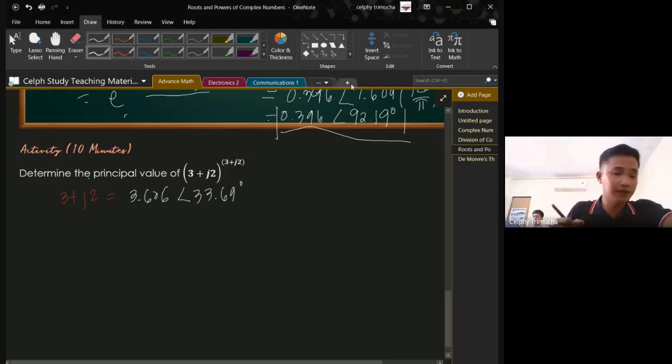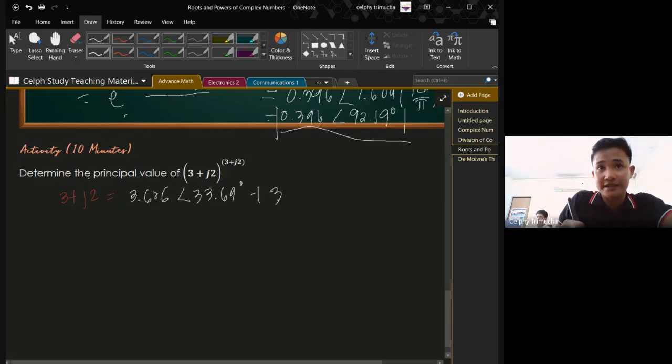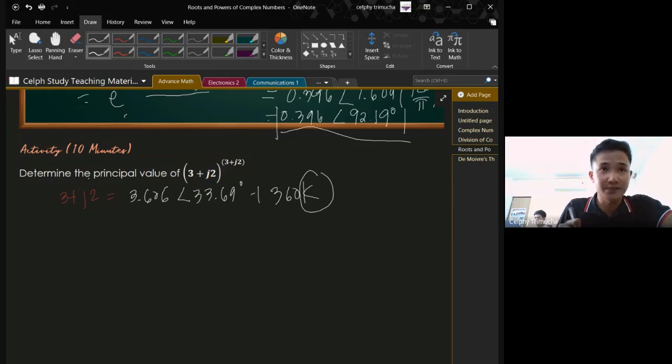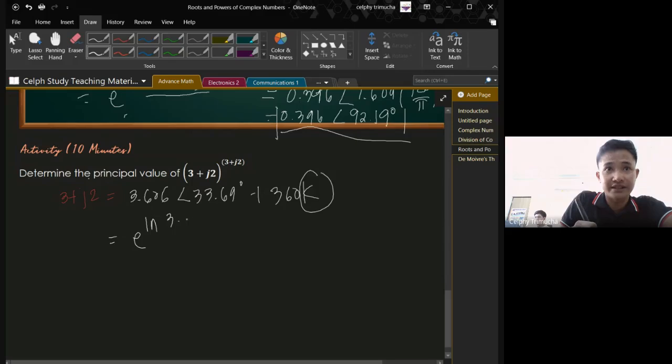Ang na-discuss na naman ang manual sang conversion. So, para mas makabulig sa inyo, calculator na lang diretso for conversion. Dapat we have plus 360k, but our k will be equal to 0 kay principal value ato yung ginapangita. So, convert na lang siya natin into exponential form. So we will have e raised to ln 3.606. Then we have e raised to j times 33.69 in radians.